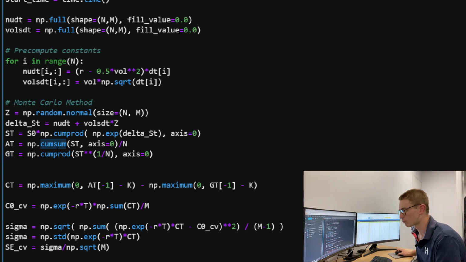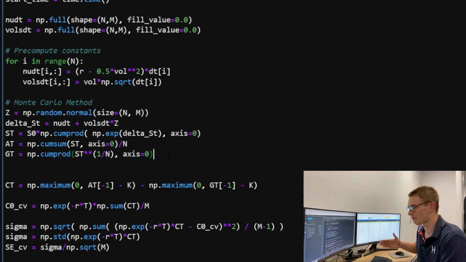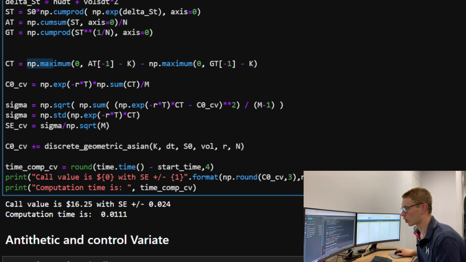So we're taking the cumulative product of all these stock prices along each path to the power of 1 over n. And again, we're going to index by the final time period. So here is our portfolio. We've got our arithmetic option minus our geometric option payoff. And we're doing that for 1,000 Monte Carlo simulations.